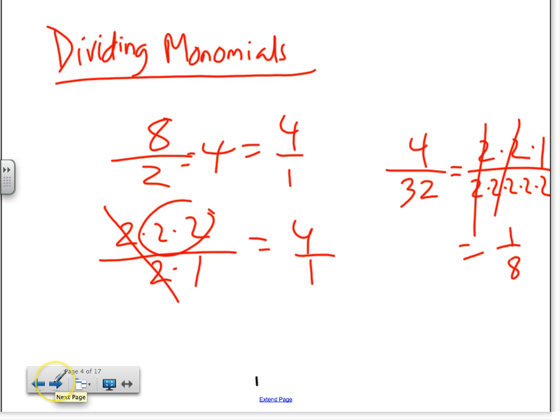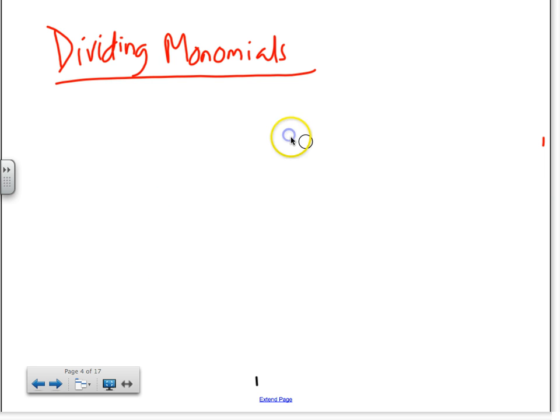Do you see a pattern yet? Easy. Okay, now we'll take this a step further. Instead of giving you just numbers, I give you variables. So now let's say I have a to the 5th power divided by a to the 2nd power. I would just employ the same technique.